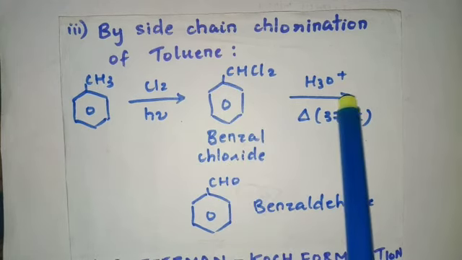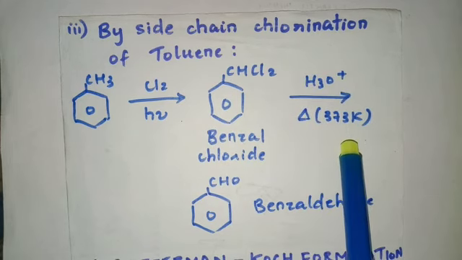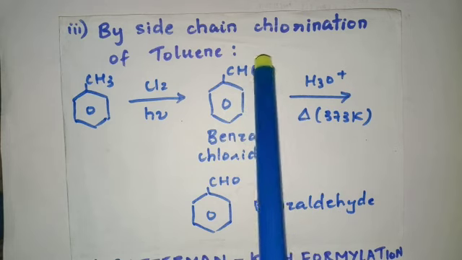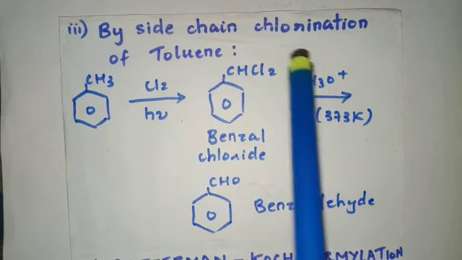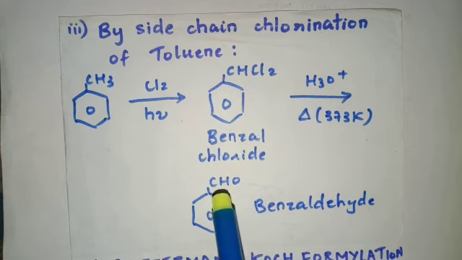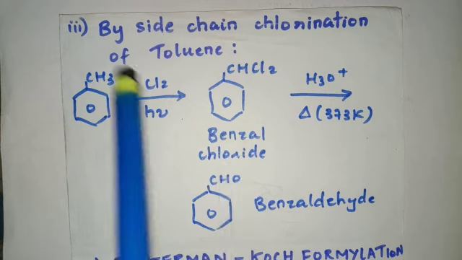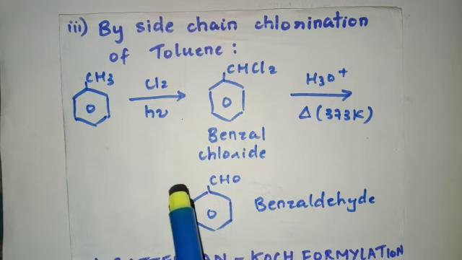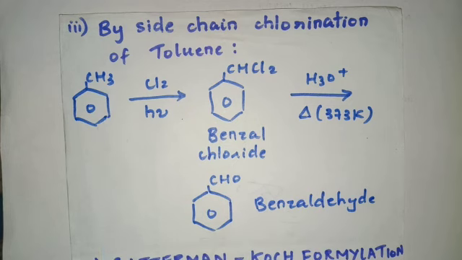This further undergoes acid hydrolysis. It is heated at 373 Kelvin, and what is going to happen? Both the Cl atoms will come outside, and they will be replaced by a double bond oxygen. So you will get a benzene ring with C double bond O H, which is nothing but benzaldehyde. In your textbook they have not mentioned any byproducts as such, so it is okay if you only write the main products.